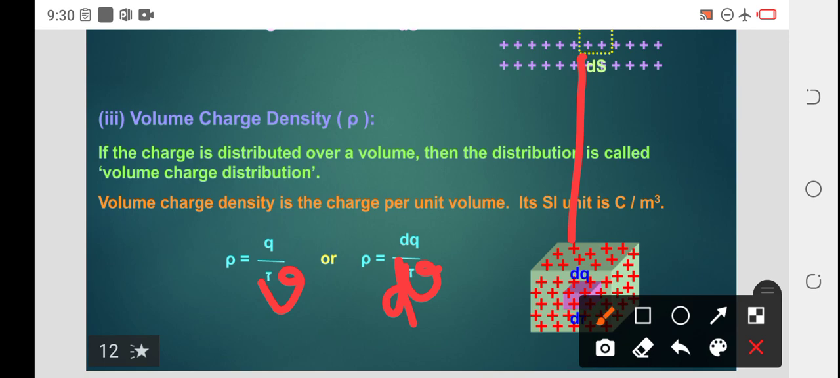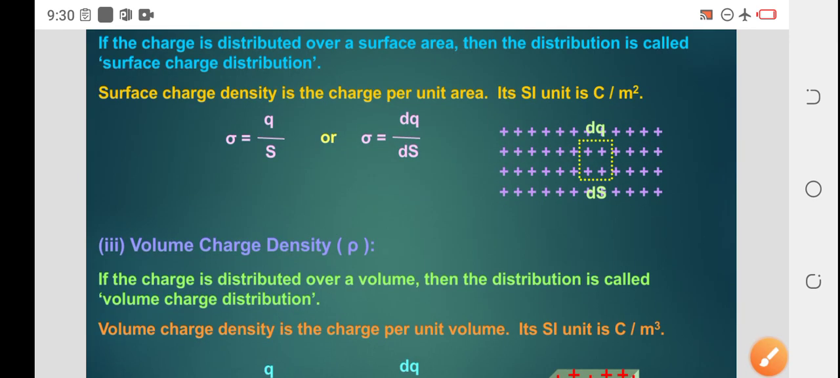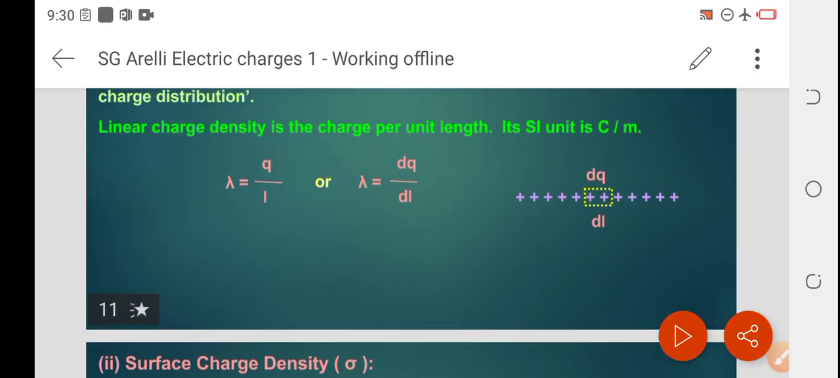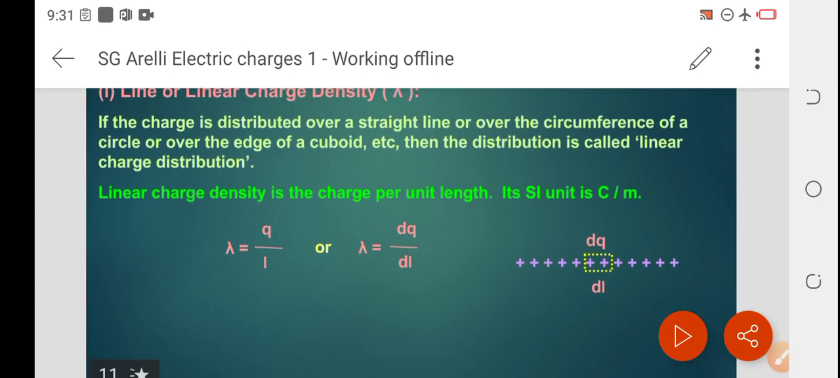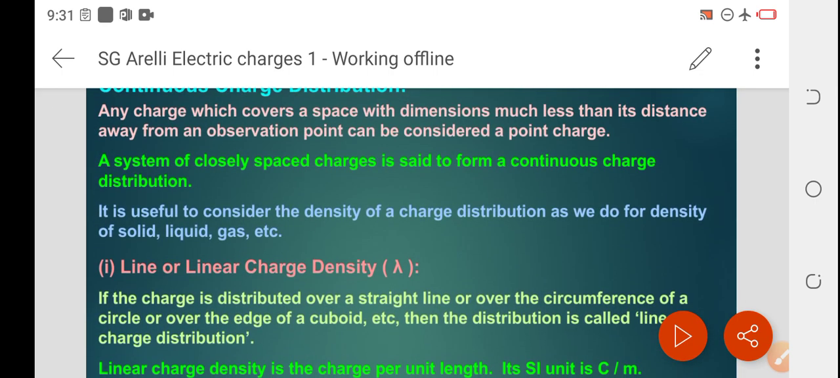So volume means rho equals q by v, surface means sigma equals q by s, and linear means lambda equals q by l. This is about the charge distribution.